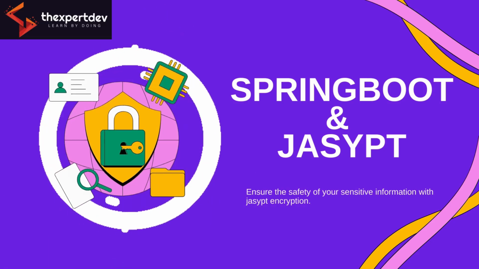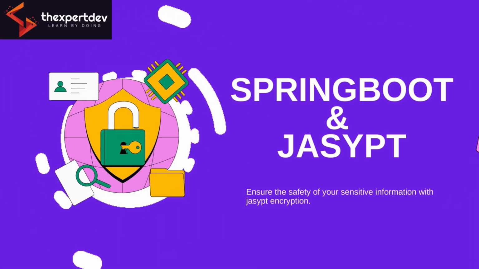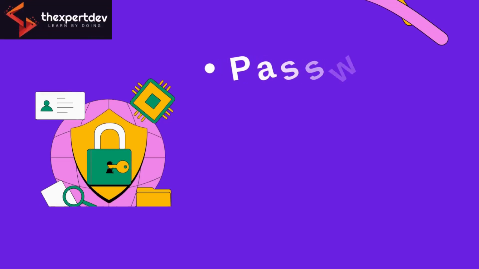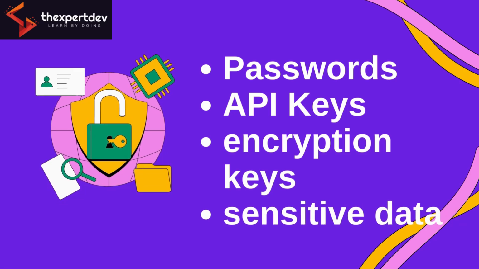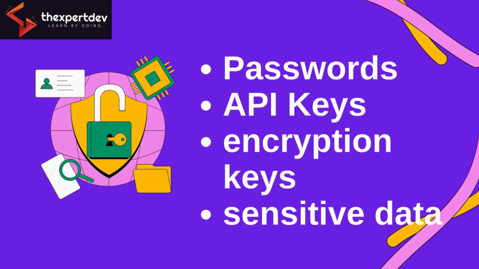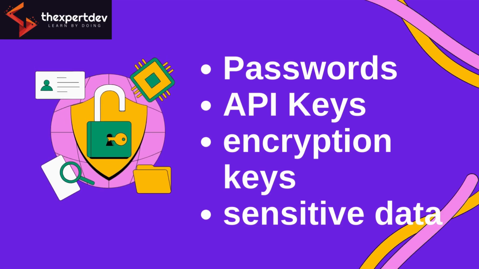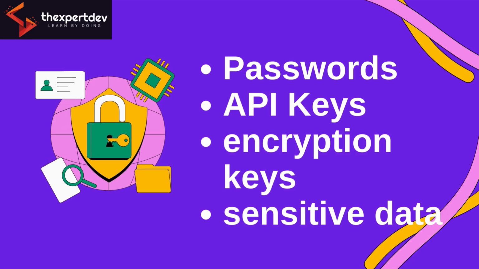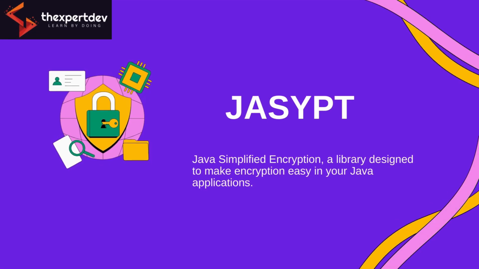Today we are diving into an essential topic for anyone working with Spring Boot applications on how to secure your application properties using Jasypt encryption. Sensitive information like database credentials, API keys, or any other sensitive data should never be stored in plain text. In the video, I'll guide you step by step through integrating Jasypt with Spring Boot to encrypt and decrypt sensitive information easily. First off, what exactly is Jasypt?